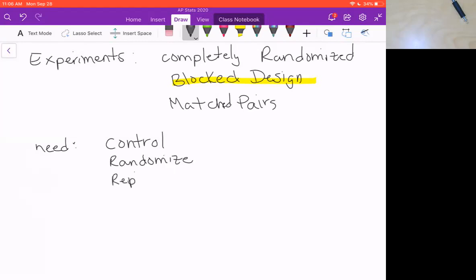Replicate means you got to have more than one person or participant in each treatment group. You don't do a treatment on at least 2 people, and hopefully more than 2. I mean, 2 is not a lot anyway, but you need to replicate. You need to do it on more than one, because otherwise you have no way of knowing what the variability is. There's always going to be variability.